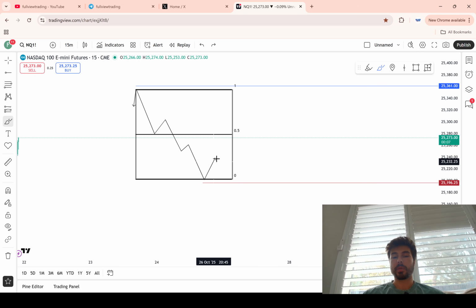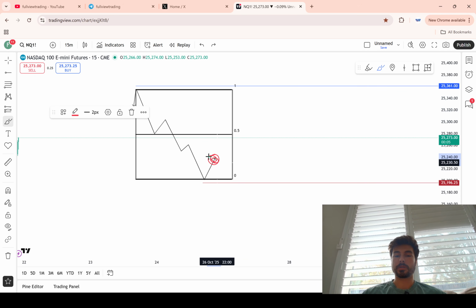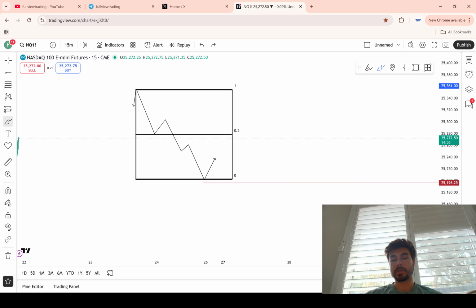So I'm going to repeat that. If we're at the bottom of the range, I look for longs up until 0.5. If we're at 0.5, I usually hold off. If we're up here a little bit more, I look for sells. If we come up here, I look for sells. This is really important to understand.